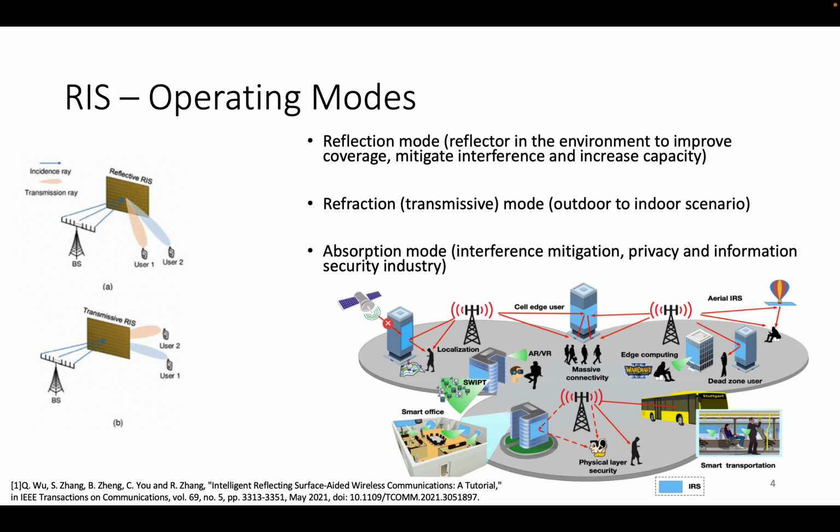For example, as illustrated here on the right figure, RIS panels could be deployed on building facades, ceilings, aerial vehicles, or even inside offices to enhance coverage or, in some cases, absorb signals. This last capability can be used for physical layer security, where we want to prevent signals from being intercepted by malicious users. In this work, however, we focus on the reflective mode, since our scenario is based on coverage improvement.